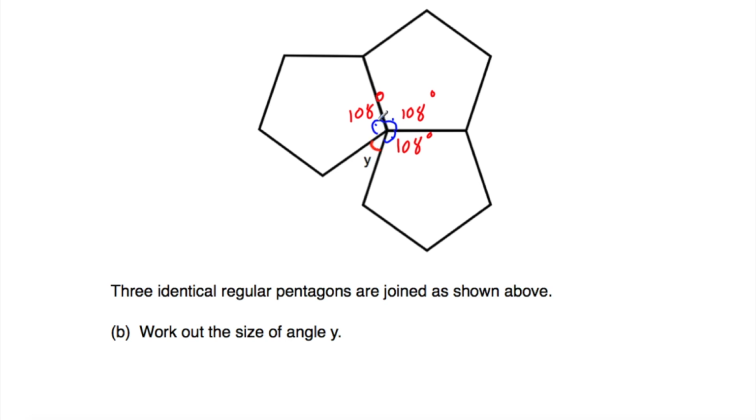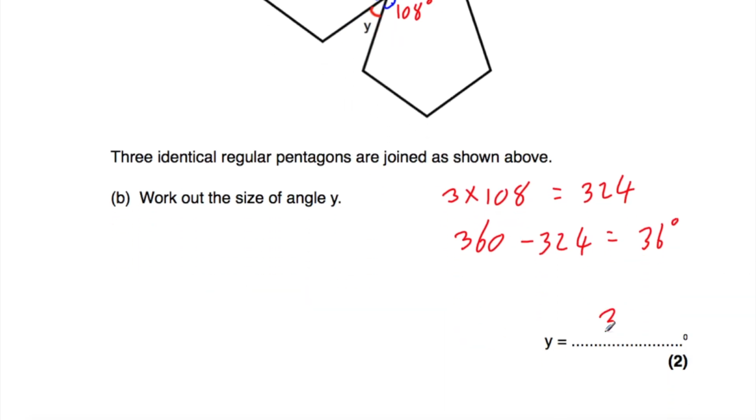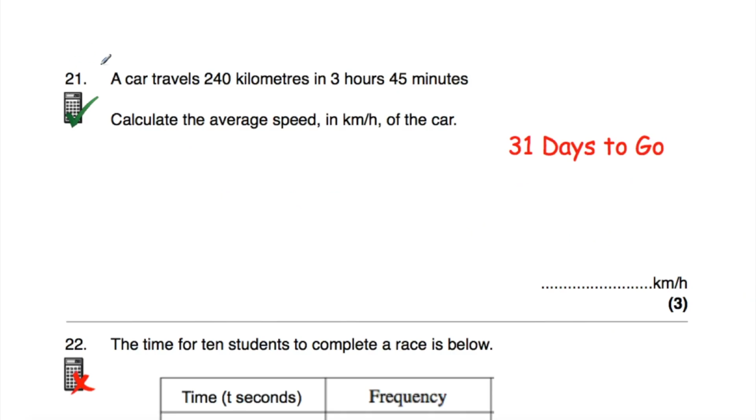Now they all meet at a point. So that means if we add together 3 108s, 3 times 108 is equal to 324. And then if we take it away from 360, so 360 subtract 324, that's equal to 36. So that means that this angle is 36 degrees. So let's write that down, 36 degrees. Okay, let's look at our next question, question number 21.